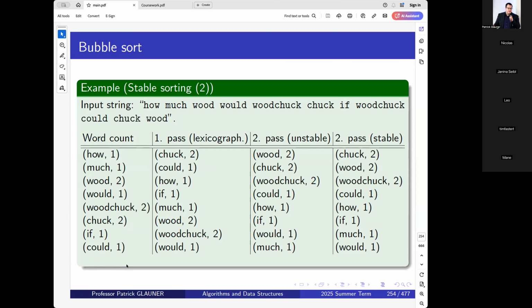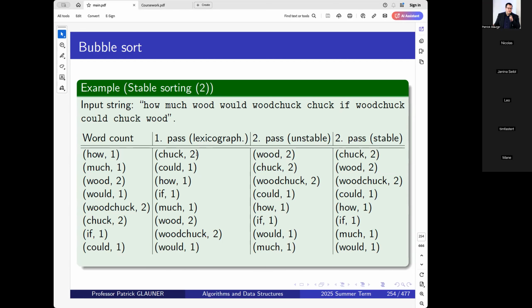I have tuples, and I can sort these tuples first in a lexicographic way based on the string. So I'm sorting these tuples based on the string. And the consequence would be, so we're sorting this in an ascending way, chuck is the first word, which had an integer of 2. Could comes next, which has the count 1. How, if, much, would, woodchuck, would. So these are just sorted alphabetically, or lexicographically to be technically correct, with the associated integer.